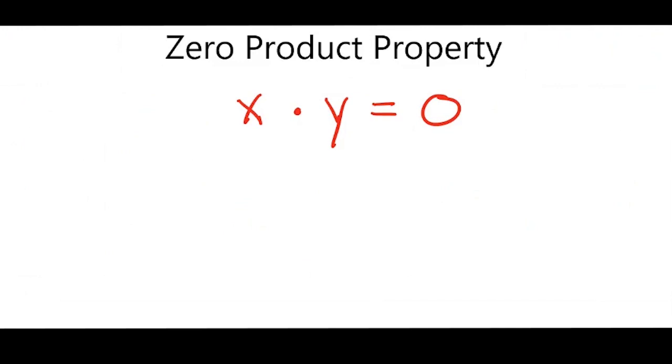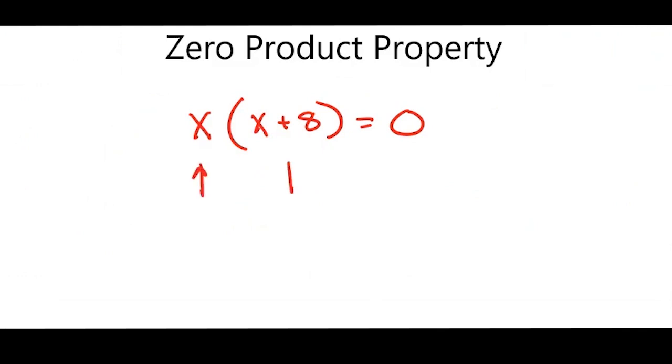Hey guys, today I'm going to show you how to use the zero product property. What that says is that anytime you have two factors, like x times y, that equals 0, one of them has to be 0. Either x is 0 or y is 0.